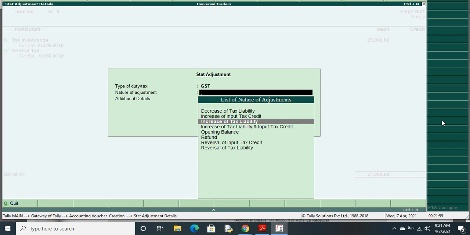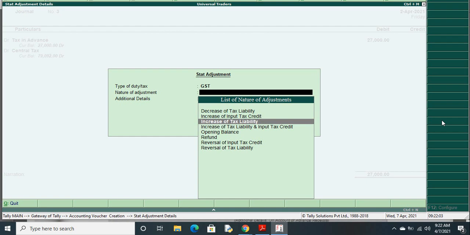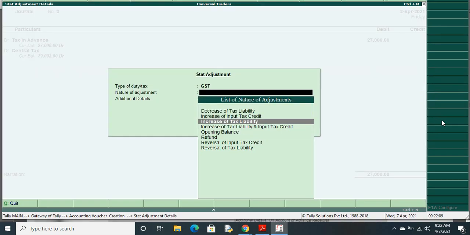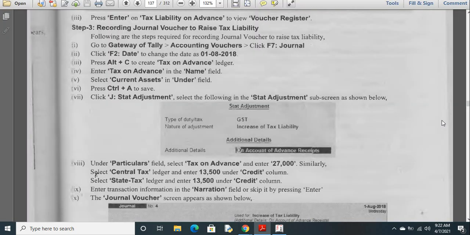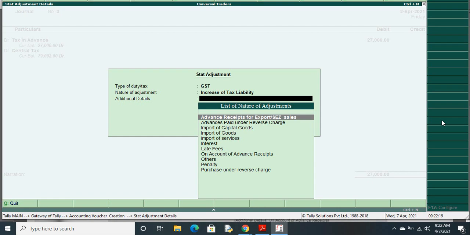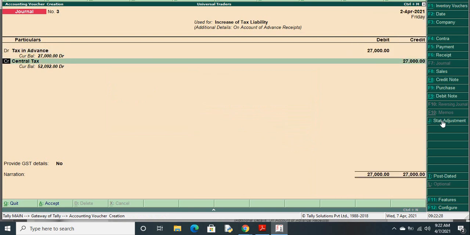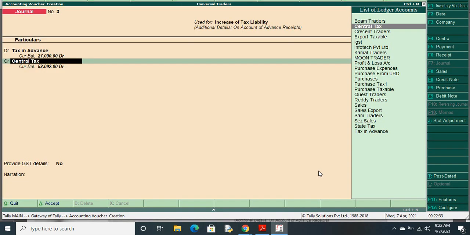Why is the advance receipt option not coming here? Additional nature of adjustment, increase of tax liability. Increase of tax liability, on account of advance receipts. Next, on particulars 27,000, central tax 30,500.